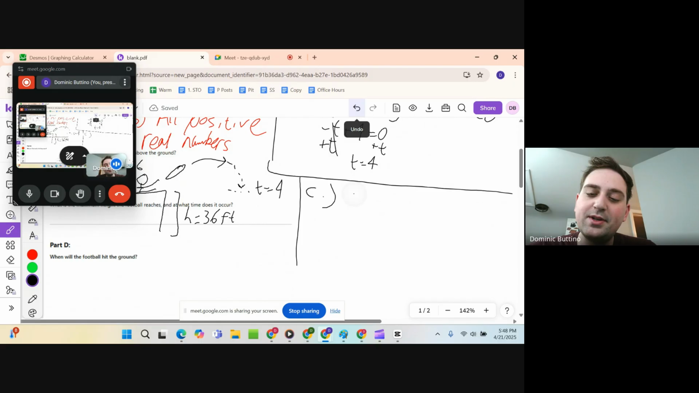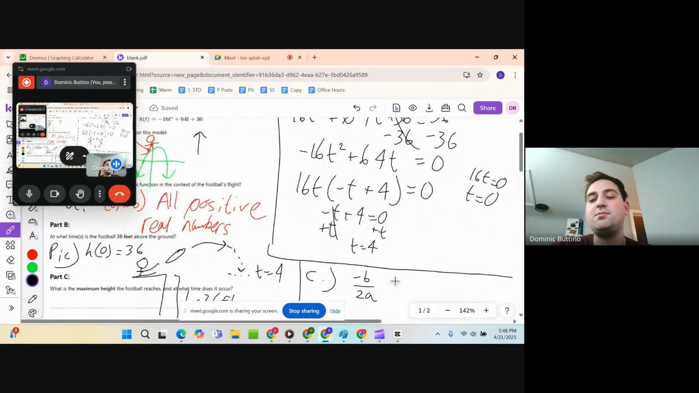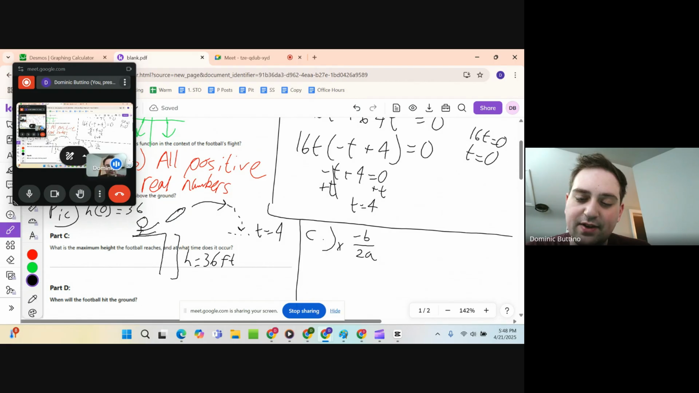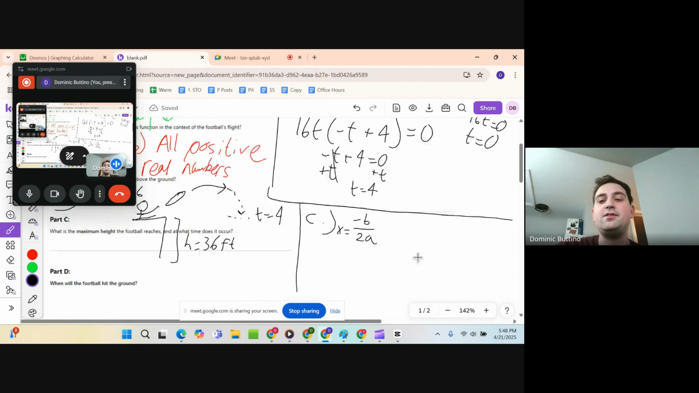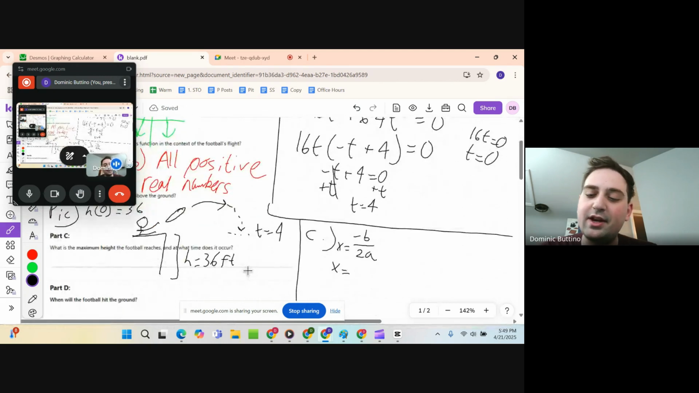The vertex is going to be negative b over 2a. What that means is when we take the b value of this function and the a value of this function and plug them into this formula, you're going to get the x value that represents the maximum height of the parabola. So we'll say the x value we want equals negative b over 2a, and just plug it in. That's going to be negative 64 over 2 times negative 16. Guess what that simplifies to? 2. So that means the x value is going to be 2.